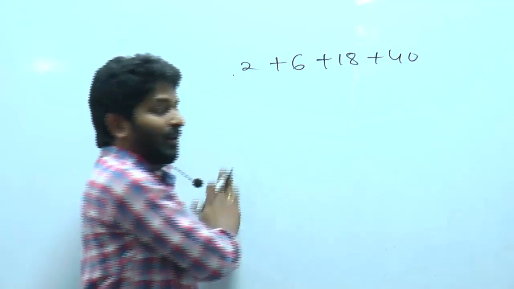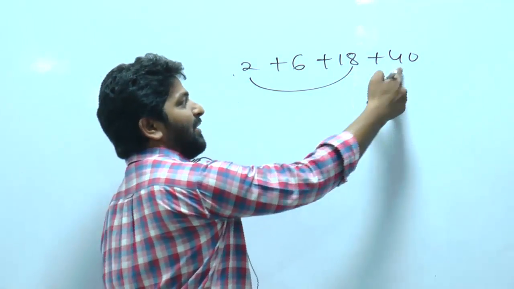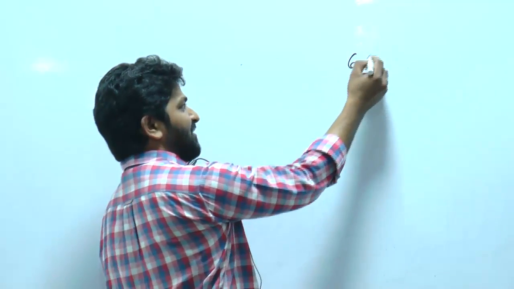So this is your overall pass percentage, right? How much is that? 2 plus 6 plus 18 plus 40, that is 66. Total 66. Quantity 1 is 66.